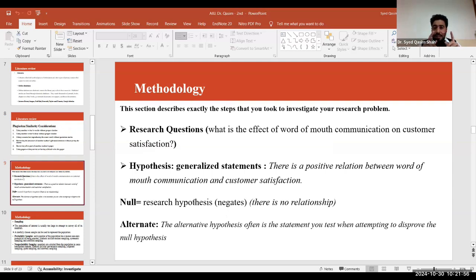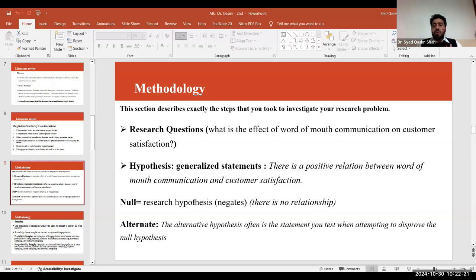Again, it defines the steps to investigate our research question, our research problem. We already know that all these things are interrelated. Your introduction, your problem statement, your research question, your literature review, your methodology, and so on, they are all interrelated, and we are in a very specific domain. Methodology, what will be the steps?